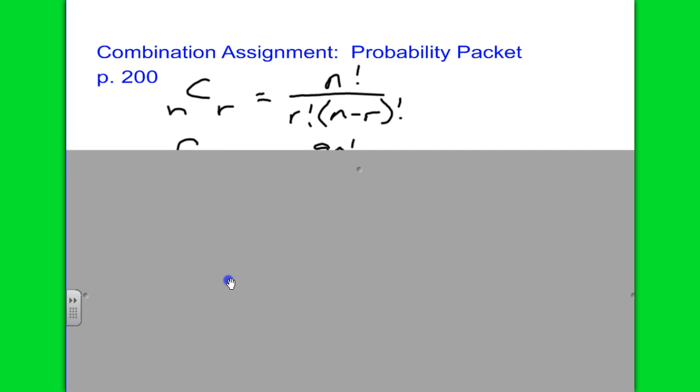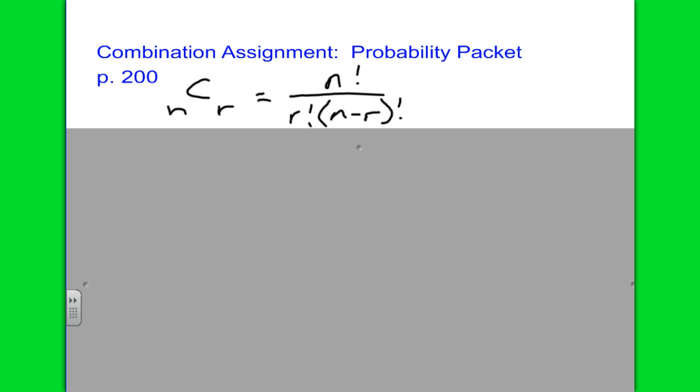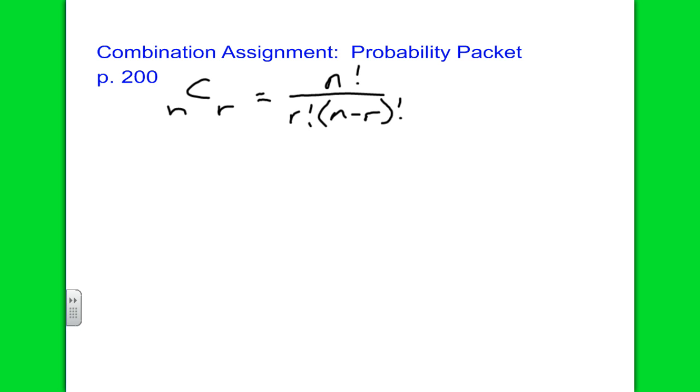Page 200, two-sided, I believe. It is only one-sided. There you go. We're going to try the first one together. It says 8 items in combinations of 4. Why is it not working? Somebody's unplugged me.